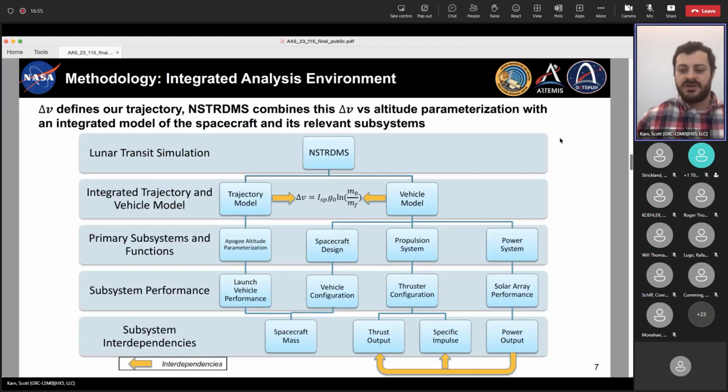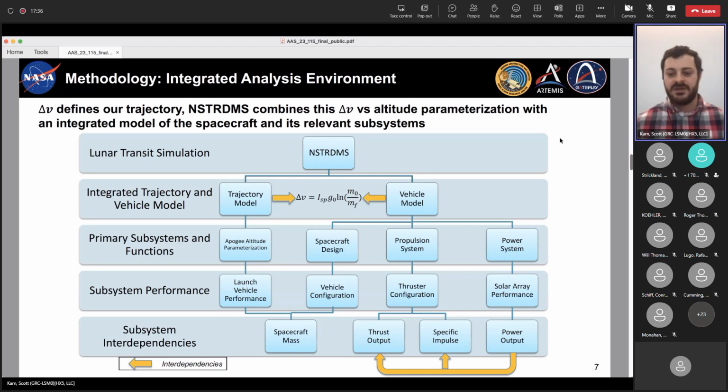So with this relatively simple delta V parameterization, we can build out a far more complex model of the entire PPE vehicle and the mission. Down in the subsystem performance level, so 4 blocks down here, we have models of our solar arrays. We have models of all of our individual thrusters and PPE. Then we can integrate a model of the vehicle itself, or we can get a spacecraft mass. We can couple that mass with launch vehicle performance, which will then feed our apogee altitude parameterization. And all of that essentially just gets shoved into a single rocket equation calculation at the very top. And that is really what forms NSTRDMS.